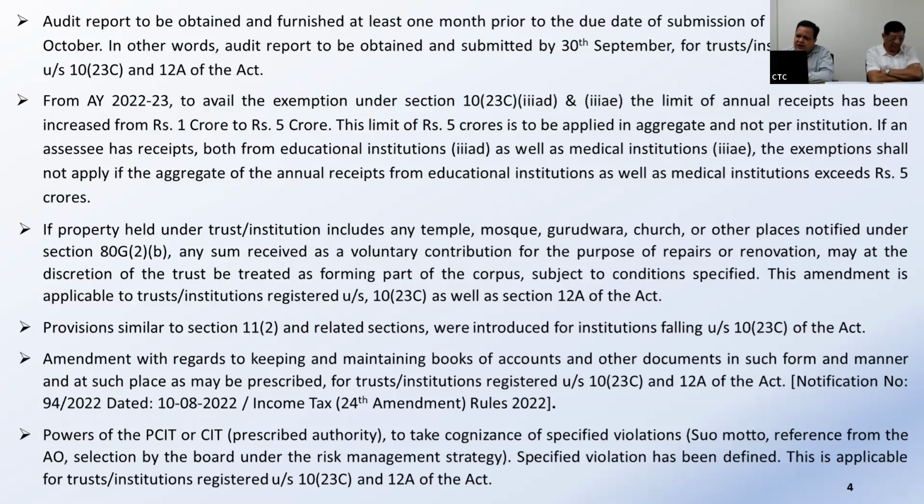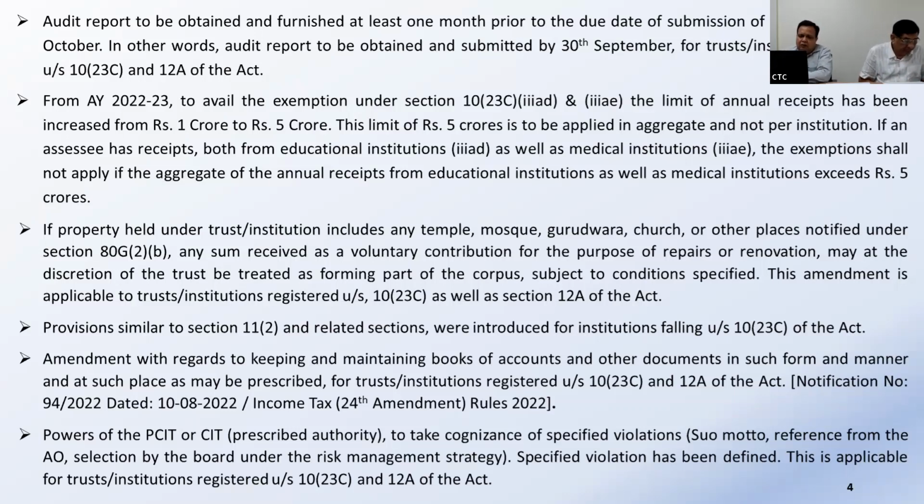First of all, if it is an educational institution as well as a medical institution, the cumulative turnover will be taken. And earlier, there were judicial pronouncements which said that if you have different institutions under a particular organization, the 1 crore limit will apply to each institution. So that anomaly has been removed, that ambiguity has been taken care of. Now you have to take a cumulative turnover of 5 crores to avail the deduction under section 10(23C), 3AD and 3AE. So this is one of the major amendments on trusts. Yeah, for 10(23C) and 12A both.